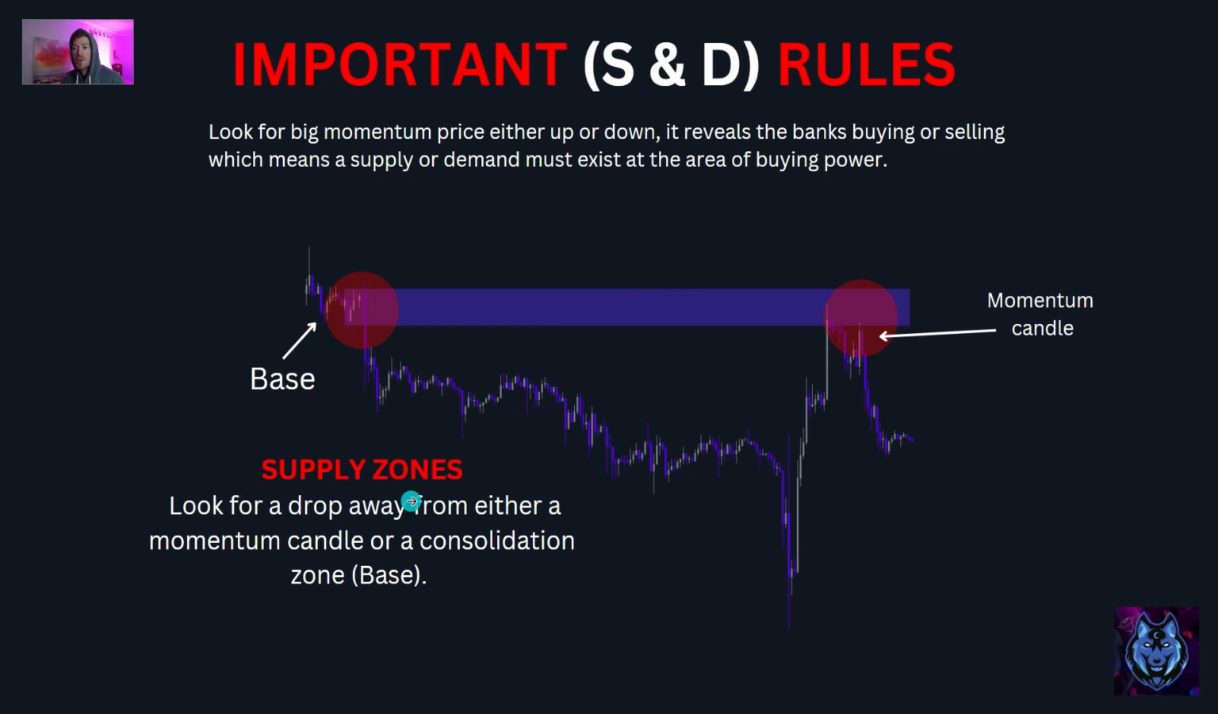You want to look for a drop away from either a momentum candle or consolidation base. So we have a base here, and then we have this drop away from the base. It leaves behind the supply zone. Price comes all the way back to this zone to recover all those lost orders, mitigates this zone, and then carries on its journey in the trend.